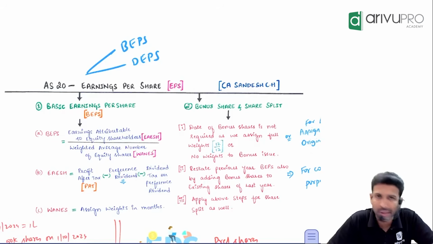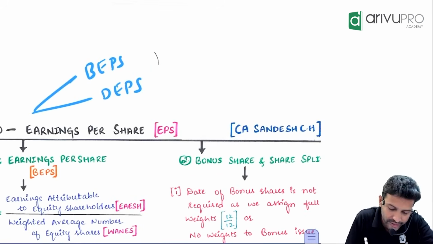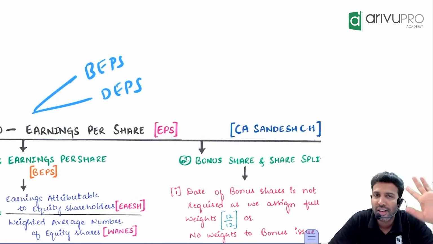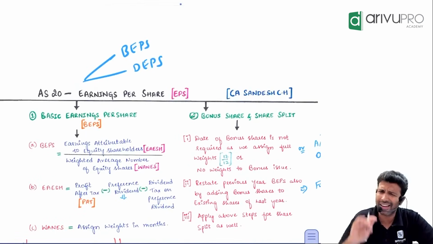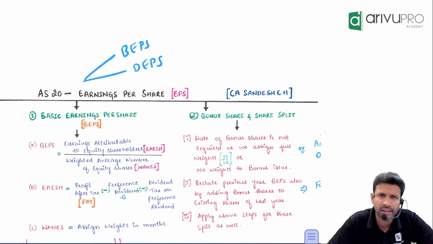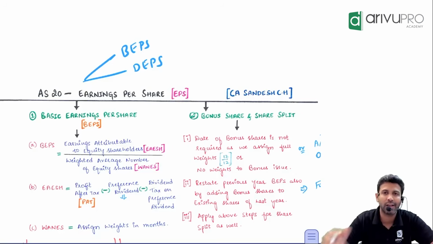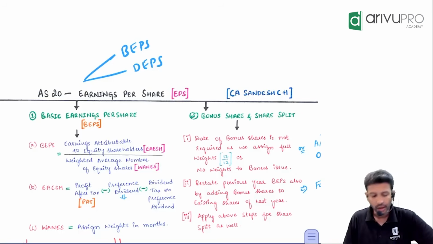As far as AS 20 goes, there are two kinds of EPS we calculate and report. One is basic EPS, which for class purpose we'll call BEPS. Another one is diluted EPS, which we'll call DEPS. Again, it's an out and out numerical standard. You do get calculation-wise questions from this standard. That's the usual way of asking a question from here.